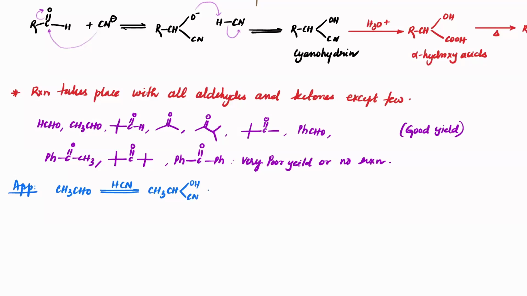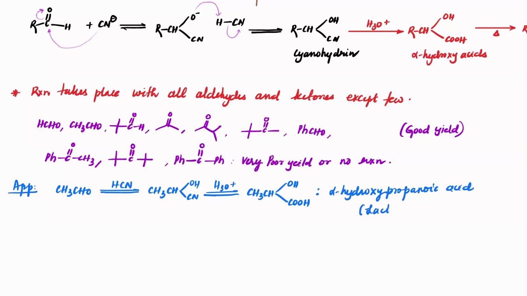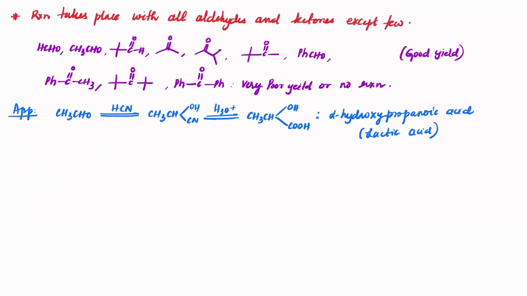This is cyanohydrin. If the cyanohydrin is made to hydrolyze, if you hydrolyze this part, you will get CH3, CH, and we'll have OH and COOH. What is this one? This is alpha hydroxy propanoic acid. You know, this is nothing but lactic acid, everybody. Okay. So the acid present in the milk is lactic acid. This is the one. Important application there is making of lactic acid.